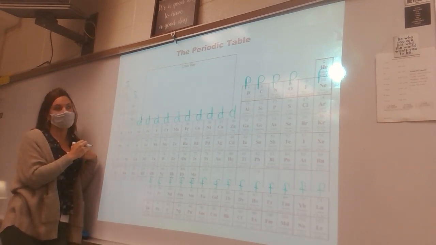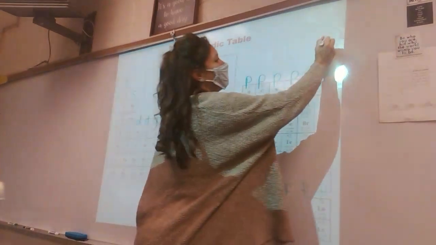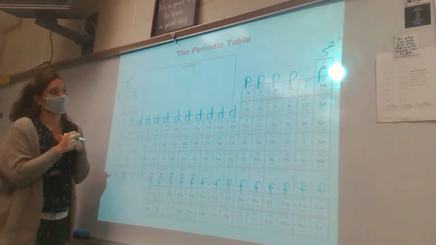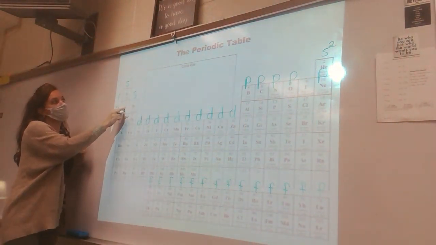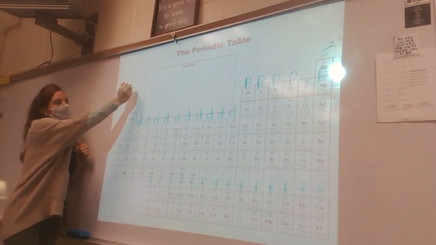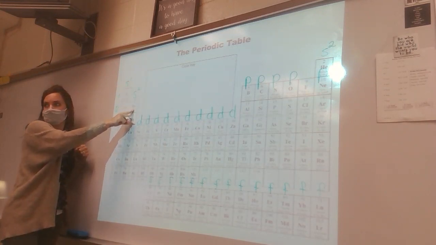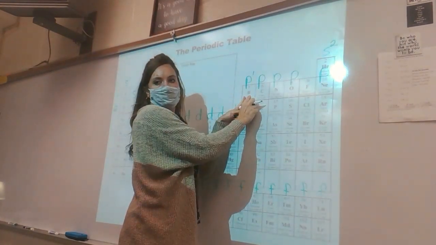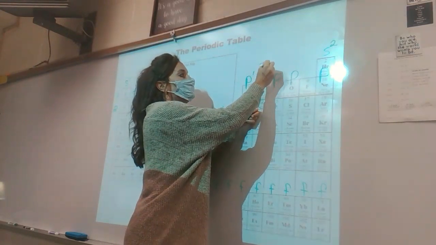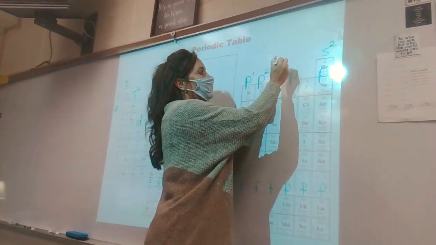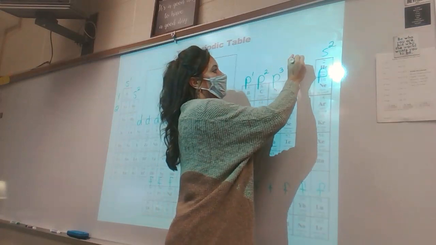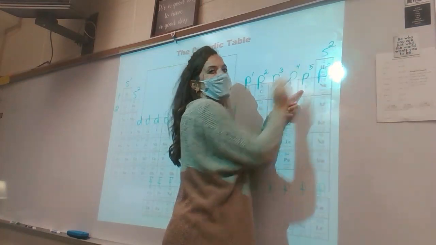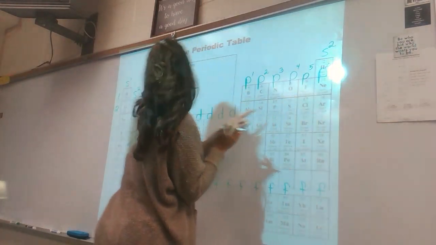1s1. This one, helium, is over here, but this is 1s2. This is 2s1. This is 2s2. Then we come over here. This is 2p1, 2p2, 2p3, 2p4, 2p5, and 2p6. And then we come back down here.